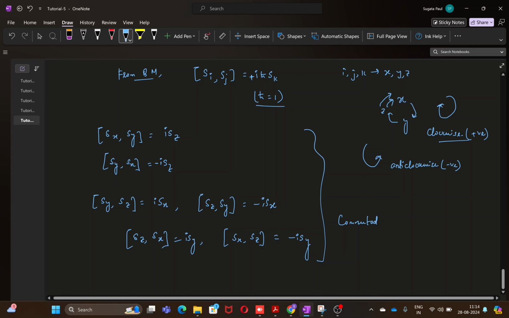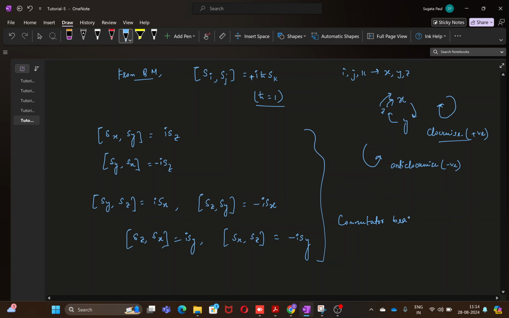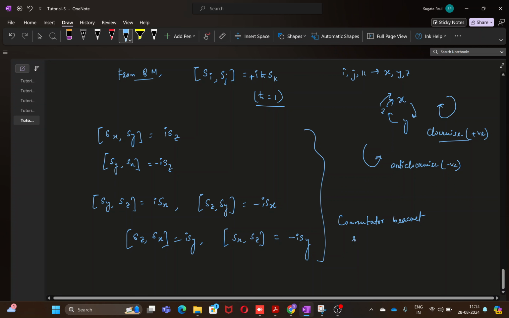So these are called commutator bracket relations of spin components.